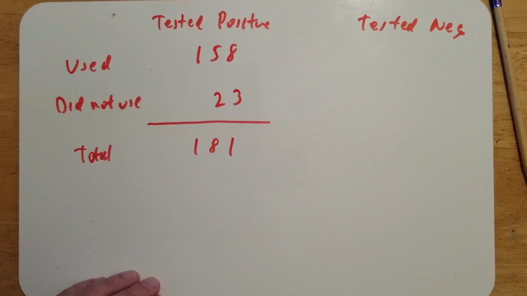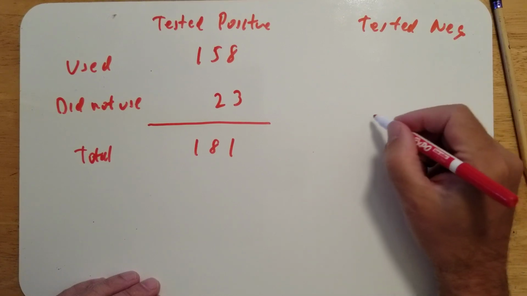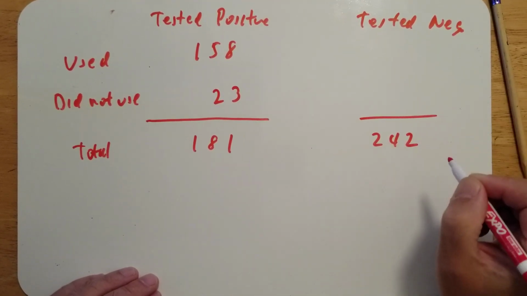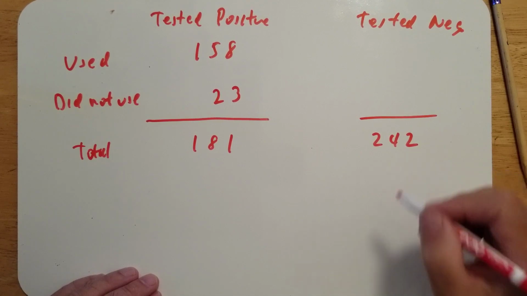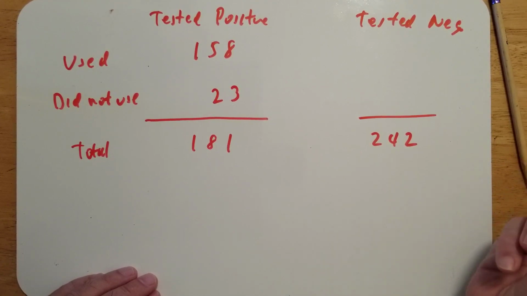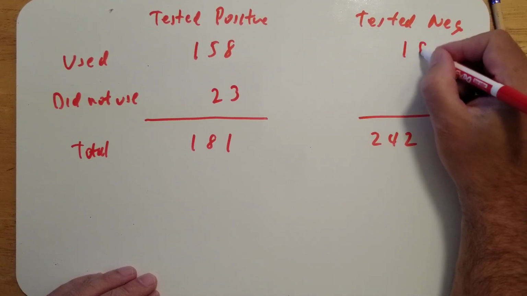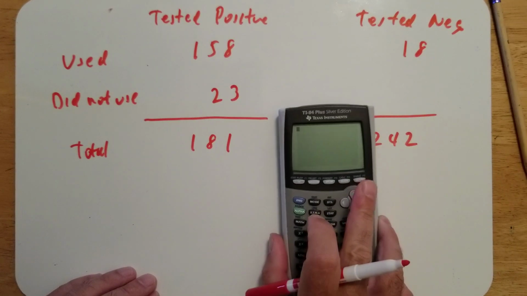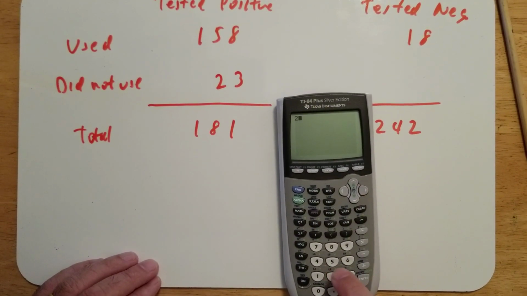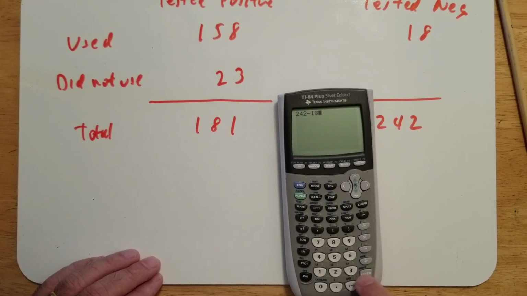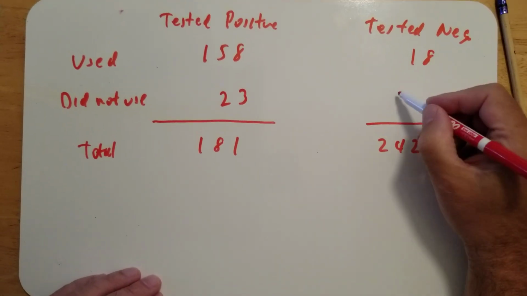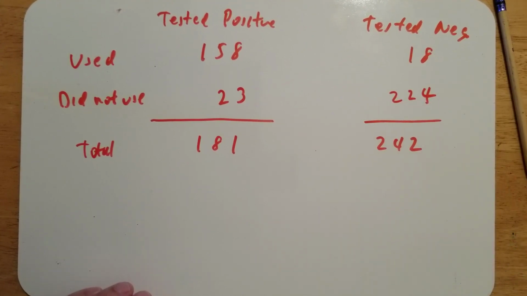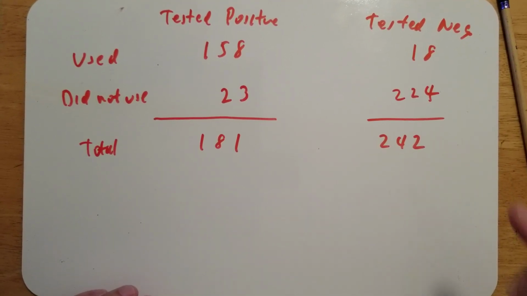For the tested negative column, it said that the total negative tests were 242, and there were 18 false negatives. Now, a false negative is someone who used the drug but tested negative. Those 18 go there. And then in this space, since the total has to be 242, this one must be 242 minus 18, which is 224. Okay, so we've got the chart set up, and now we can start answering the questions.